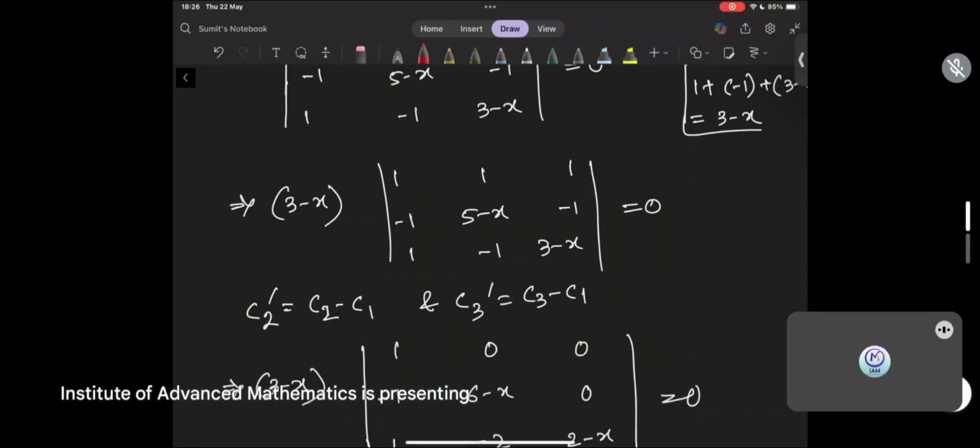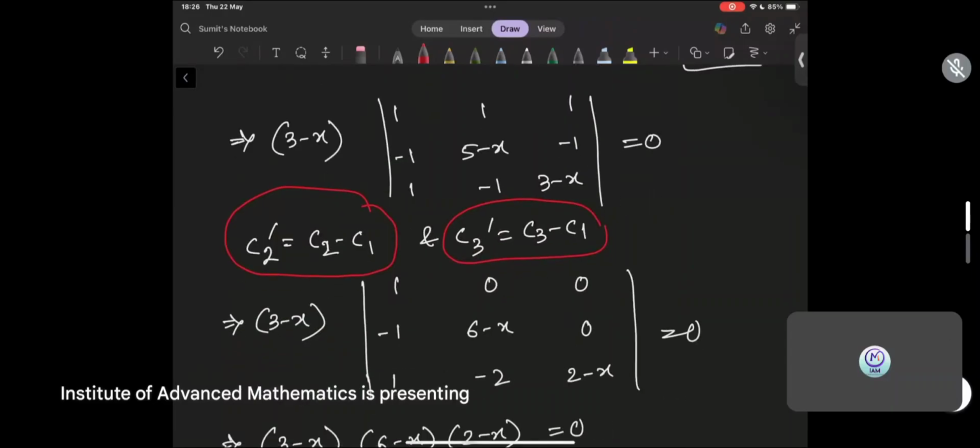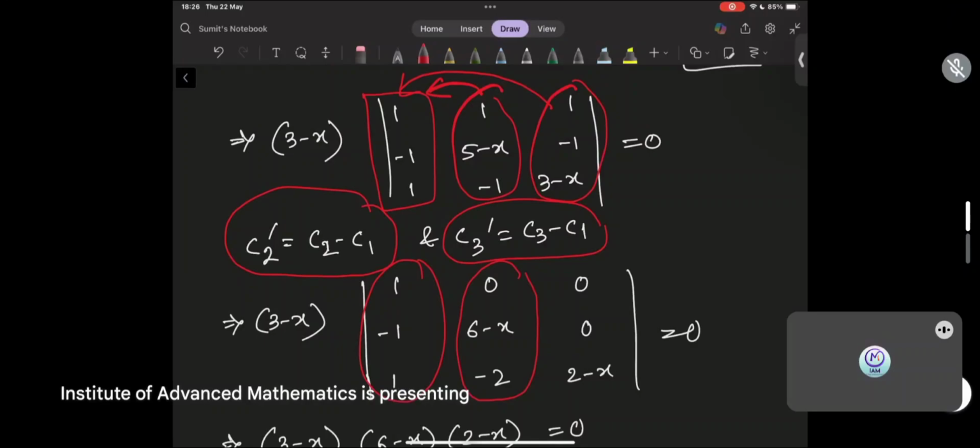In both the operations, you can see that I have subtracted C1 from C2 and C3. That means C1 I have not changed anything. C1 will be the same. C1 means this column. This column will not be changed. It will be as it is. Only C1 will be subtracted from C2, and C1 will be subtracted from C3 also. You will see column wise. First column remains same. Second column becomes 0, 6 minus x, minus 2. Third column becomes 0, 0, 2 minus x.